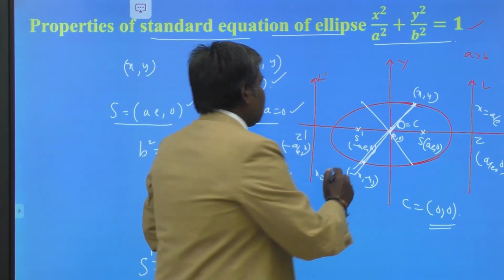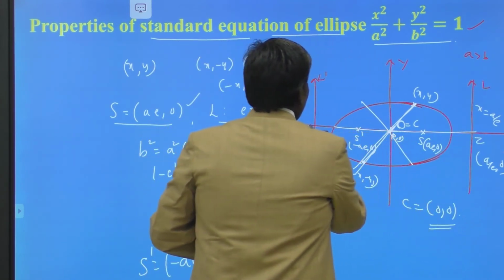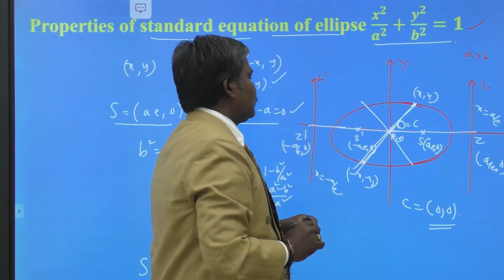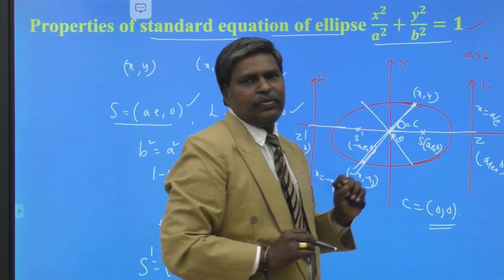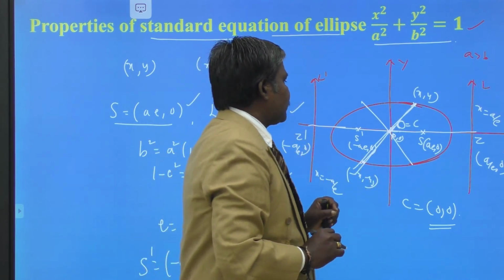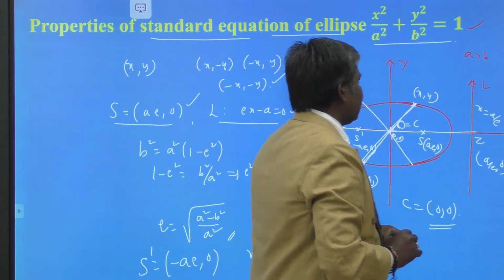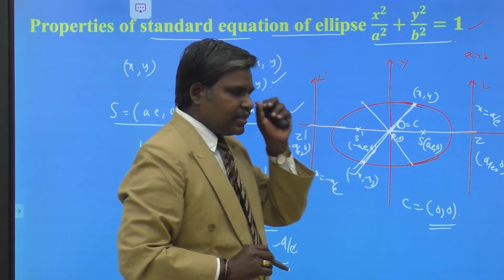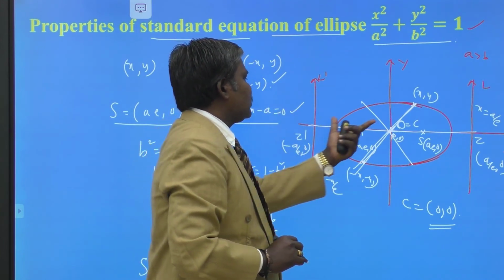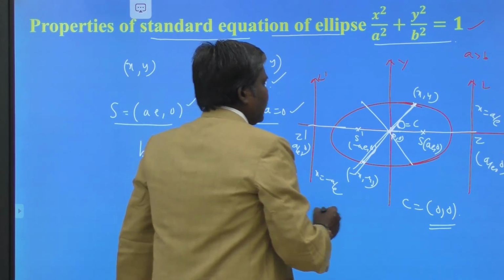Next, this is the axis of the ellipse I am saying. Why is it called the axis of the ellipse? This is the line passing through the focus perpendicular to your directrix. What is the definition of axis? The line passing through the focus perpendicular to the directrix is called the axis. So, your x-axis is the axis of the ellipse. This is called the major axis. What is its name? Major axis.